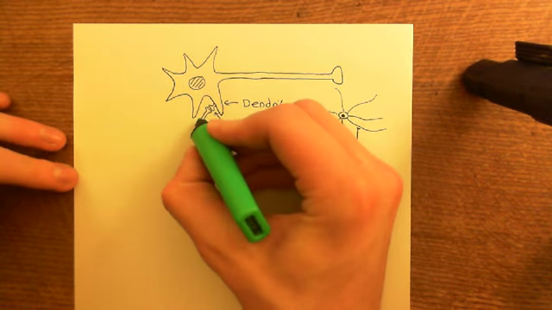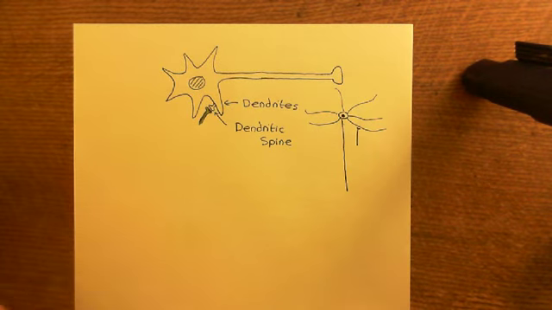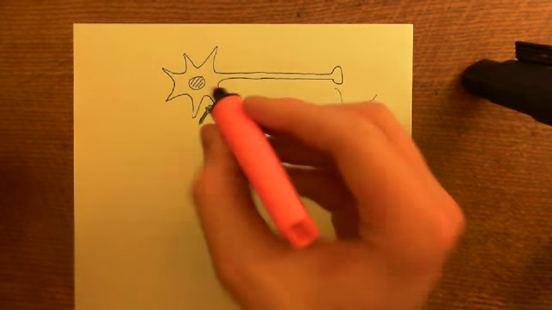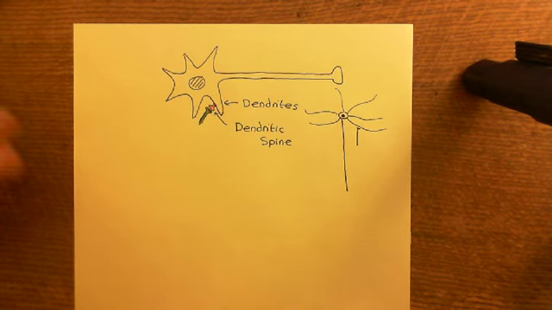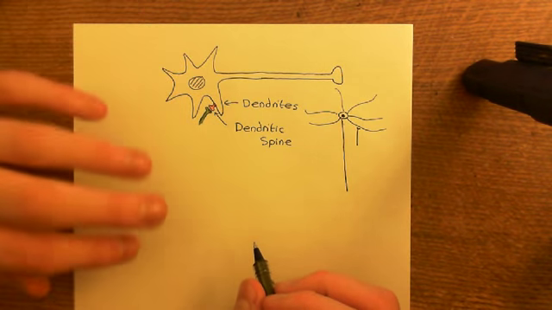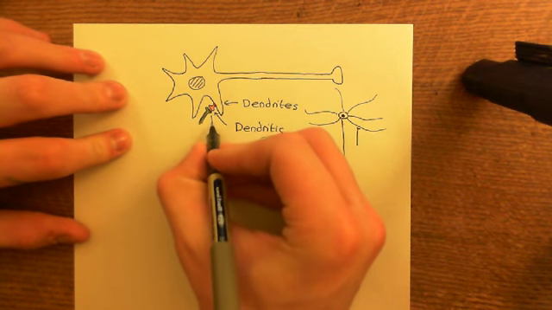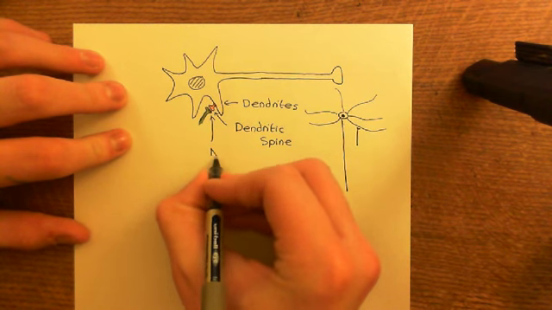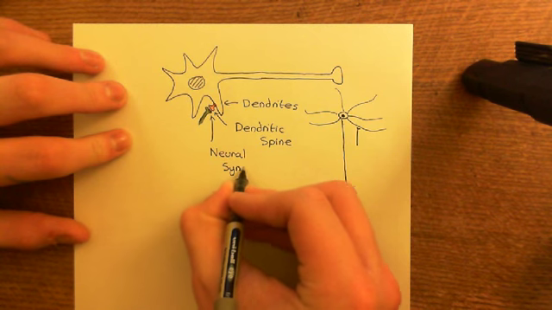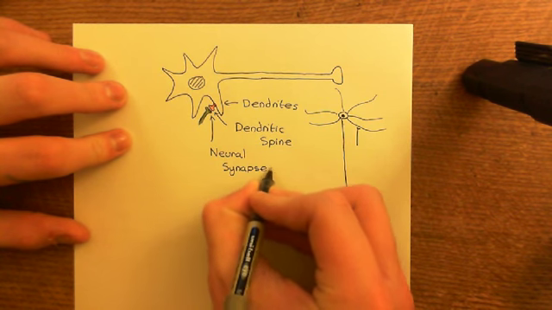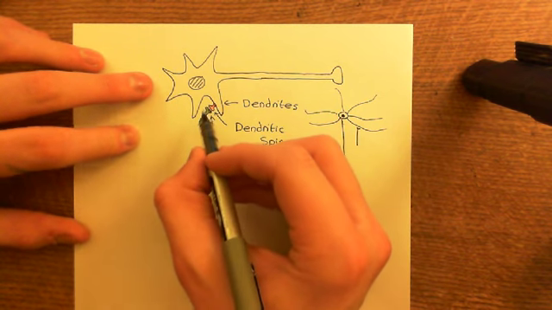Okay, so here in green is some other neuron coming along and synapsing onto the dendritic spine on the dendrite of this neuron here. So there's the dendritic spine in red. Now, this neuron will have a huge number of synaptic contacts like this, and there is a special name for these sorts of synapses. They're known as neural synapses.